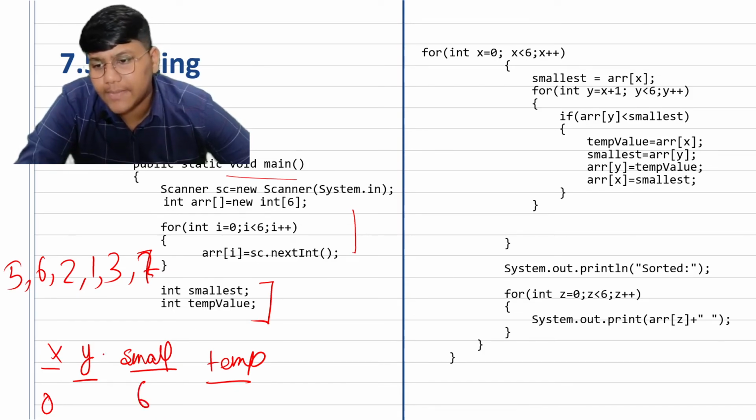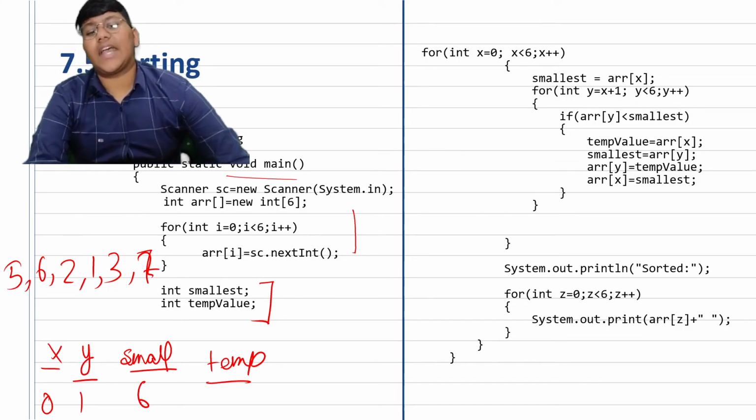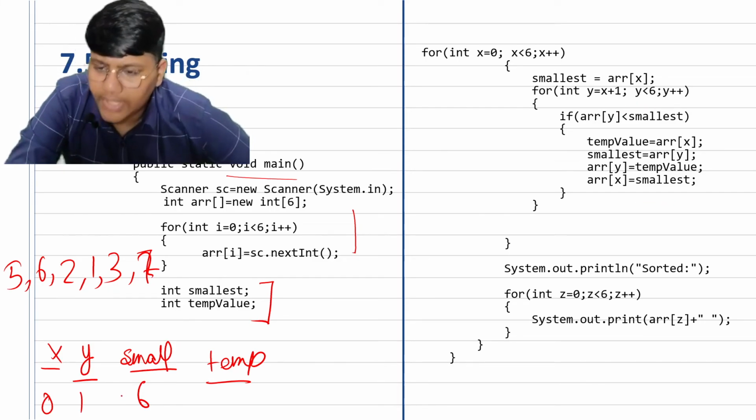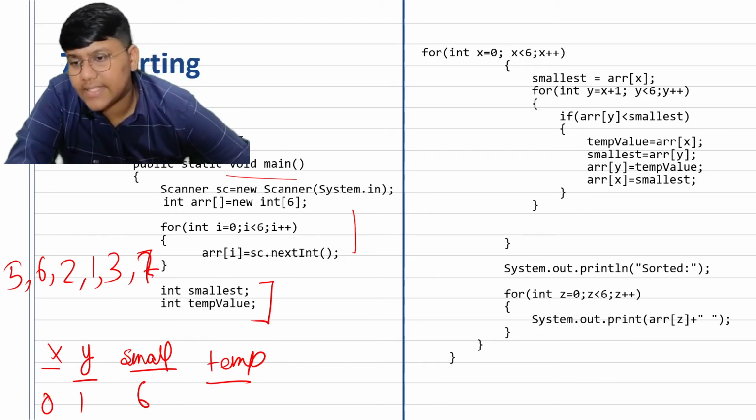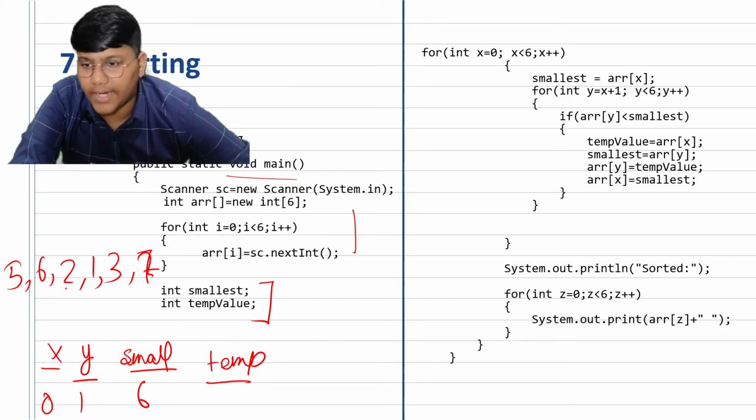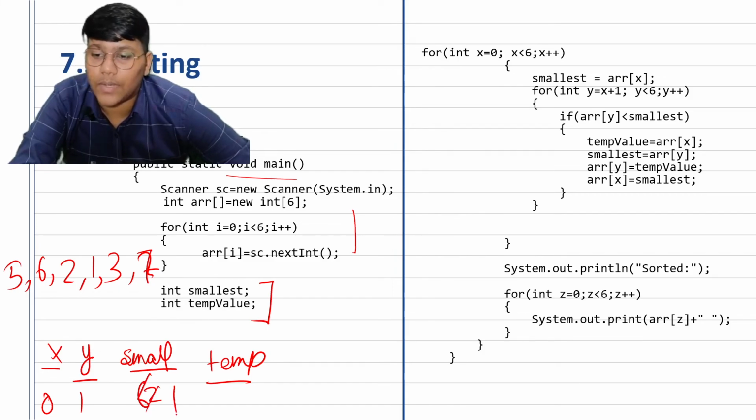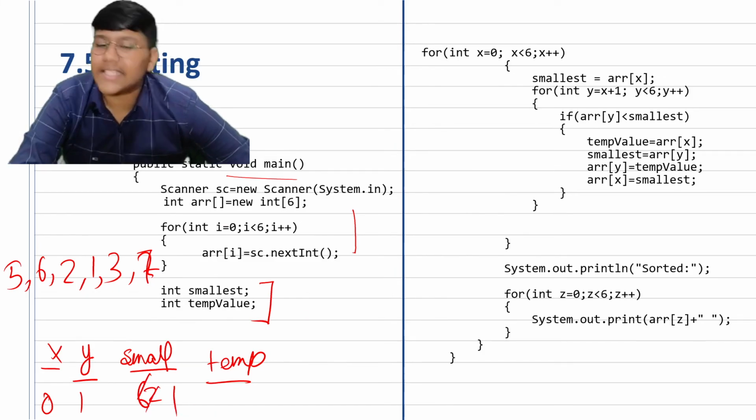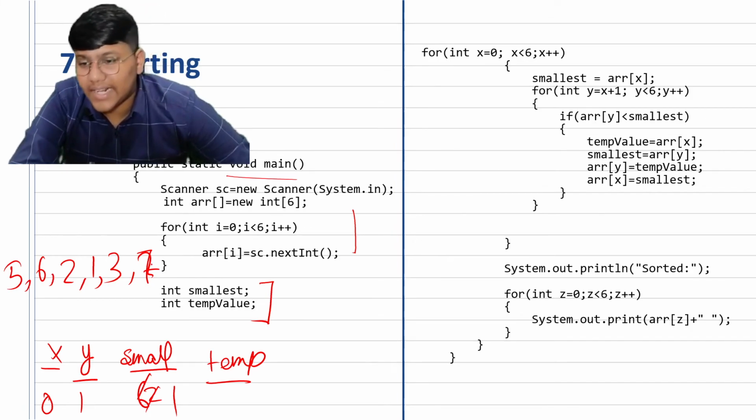Now y equal to x plus 1, that is 1. If arr y is smaller than the smallest, is the value at index 1 smaller than 6? No. Is 2 smaller? Yes, smallest will become 2. Is 1 smaller? Yes, 1. And then it will run. Is there anything smaller than this? No. So temp value will become arr x.